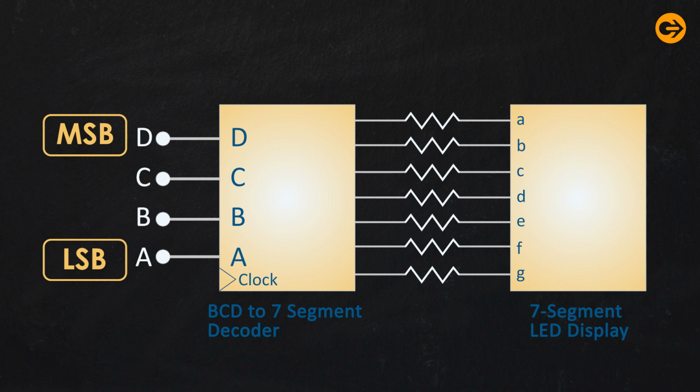The binary coded decimal can be converted to 7 segment using a BCD to 7 segment decoder. The BCD to 7 segment decoder has 4 input lines A, B, C and D. Notice that A is the LSB and D is the MSB, and it has 7 output lines A, B, C, D, E, F and G. It accepts a decimal digit in BCD and generates a corresponding 7-segment code.